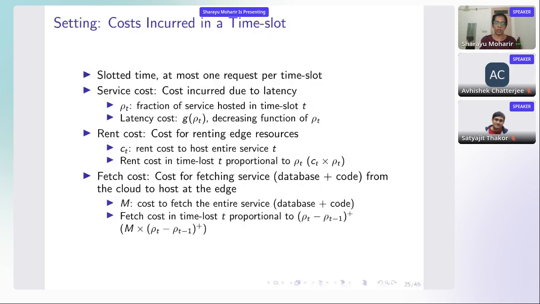So if ρ_{t-1} was the fraction stored in time slot t-1 and ρ_t is the fraction stored in time slot t, then the cost incurred is M times the maximum of 0 and ρ_t minus ρ_{t-1}.